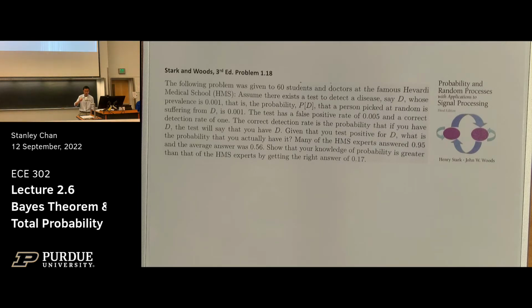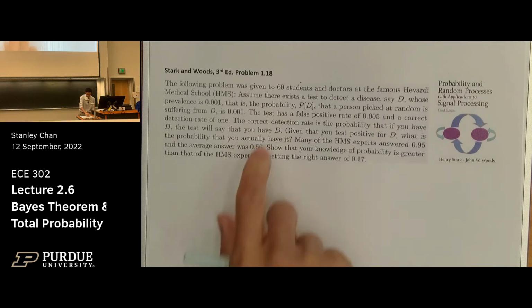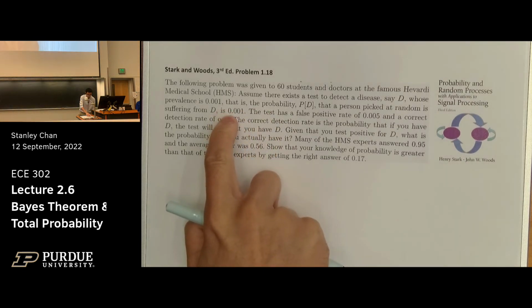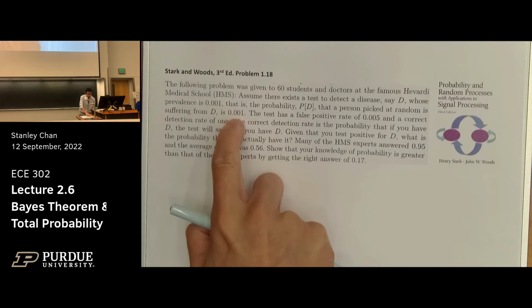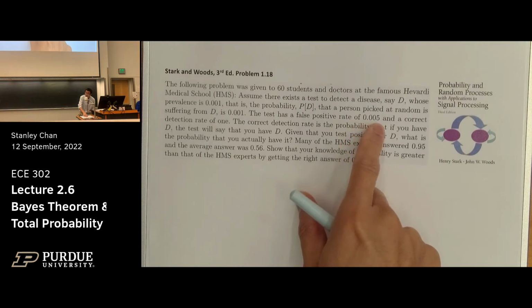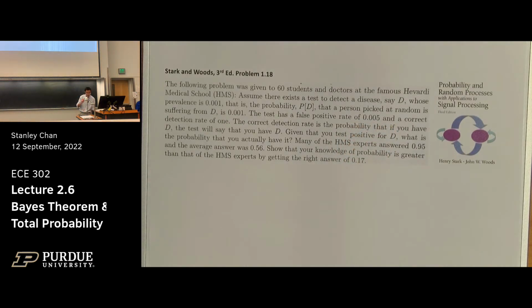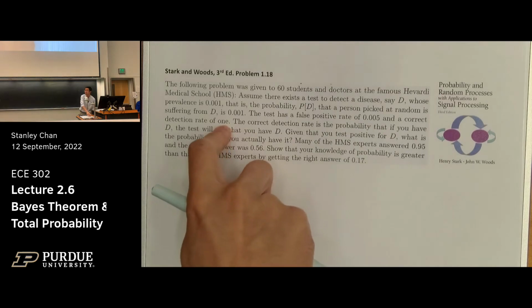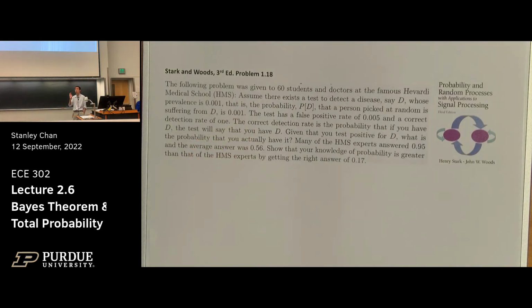We have three numbers, right? The first number is 0.001. Another number is 0.005, the second number. The third number is 1. So we have three numbers. What are they in our mathematical language?